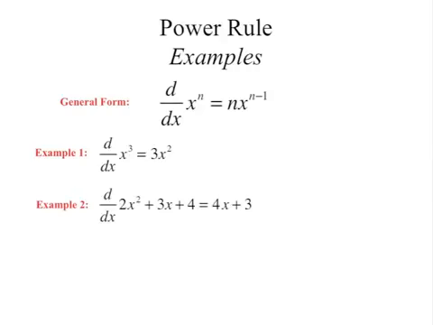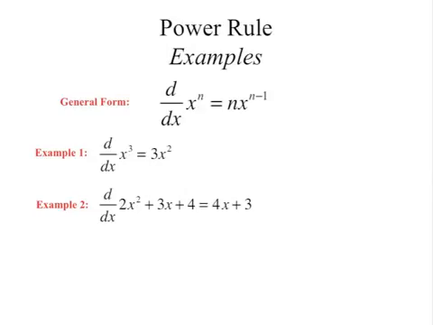The second example is a full polynomial, like a 3-term polynomial, 2x squared plus 3x plus 4. Now if you're asked to differentiate that, you would bring that 2 down from the exponent and multiply by a 2 to provide a 4. And then 2 minus 1 is 1, so you can just write 4x.